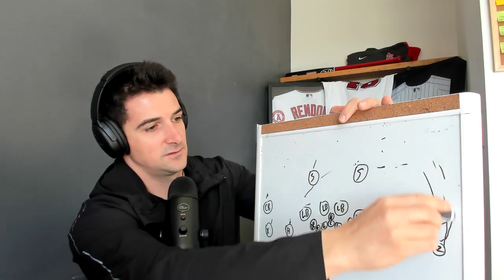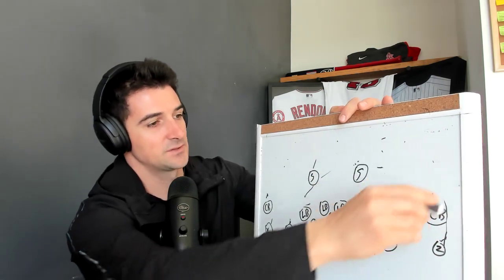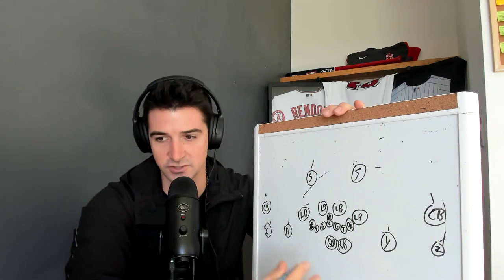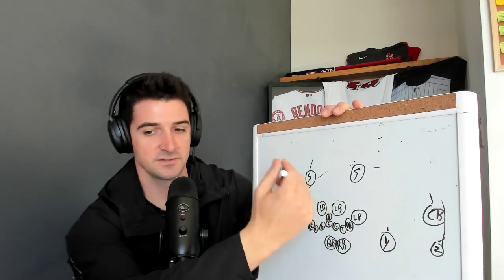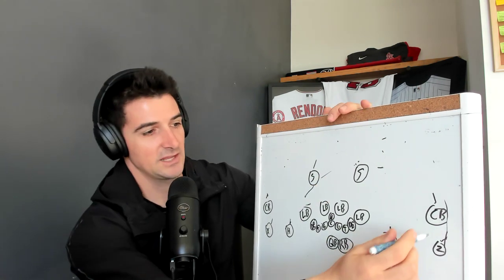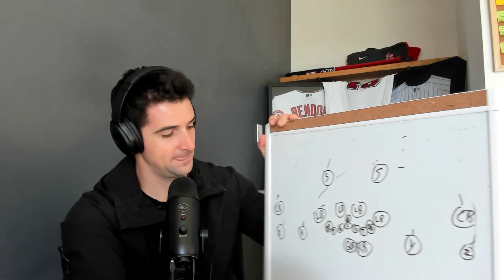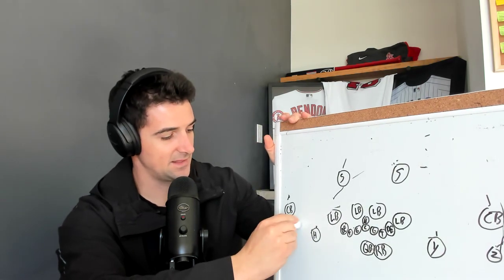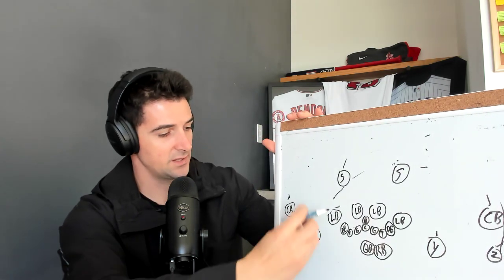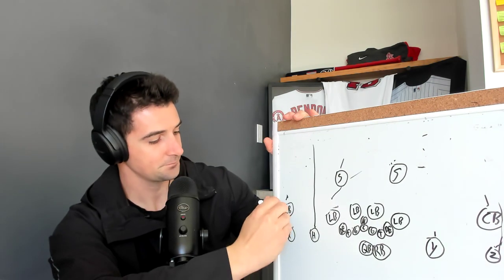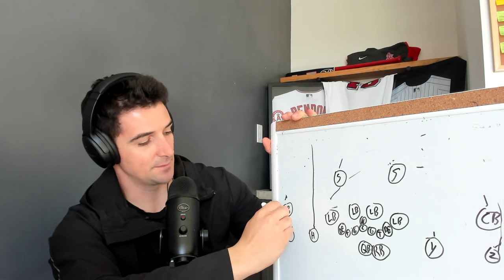So we'll do a little basic option route here. You can have choice routes. Those are your most extreme options, where you're reading your safety, and depending on what the safety does, you decide what you do. Let's look at the receiver down here. Actually, let's look at this X. Let's have this be the read side. So let's say this receiver is running something vertical. This receiver has the option as well.